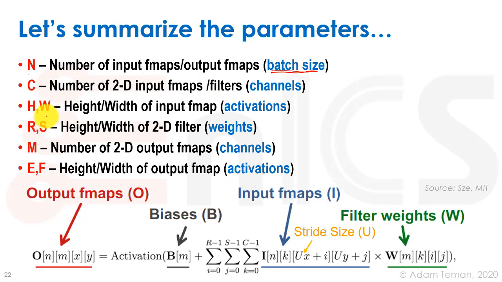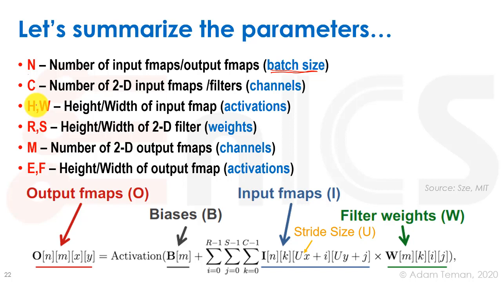Okay. H and W, that's what we're going to use for height and width of the input fmap, the input activations. Okay, R and S is the height and width of the 2D filters. So that's how many weights we have. Okay, M is the number of 2D output maps, that's the output channels. M is what it's going to be called. And E and F is the height and width of the output map, fmap, it's the output activations. Again, E and F is going to be very similar to H and W unless we have a large stride.